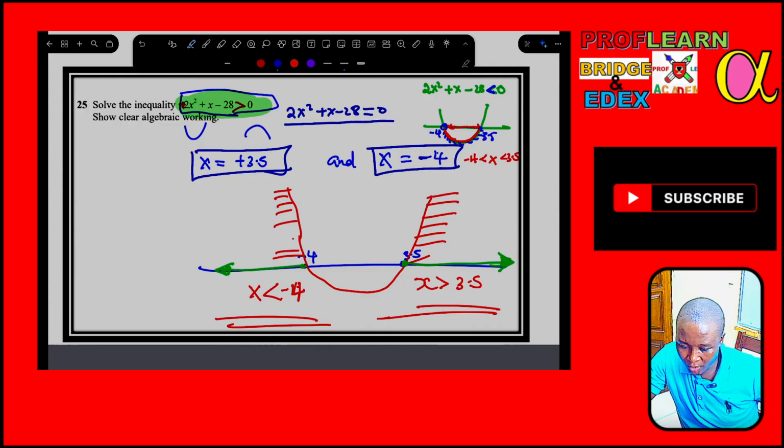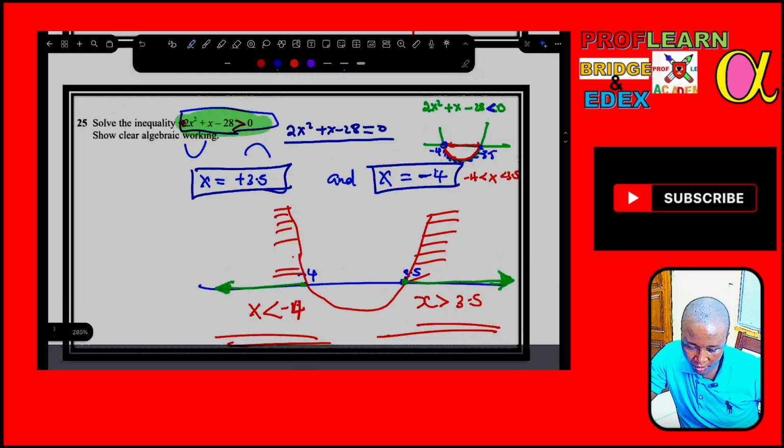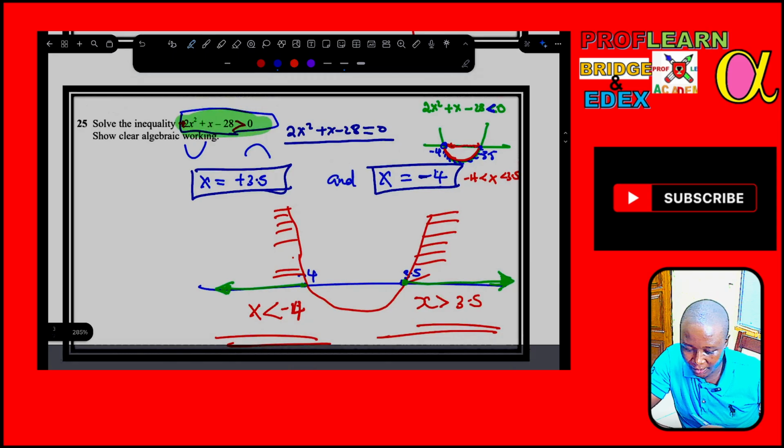Now, once you have done that, because you are told that our inequality is just greater than 0, you are going to plot that on a number line like that. You identify -4 and you identify your 3.5. But whatever we want is greater than. Look at this one. The sign originally given here was greater than. So if it is greater than, you focus on the part of the graph that is above the axis. This is the region that we are interested in, this region here.